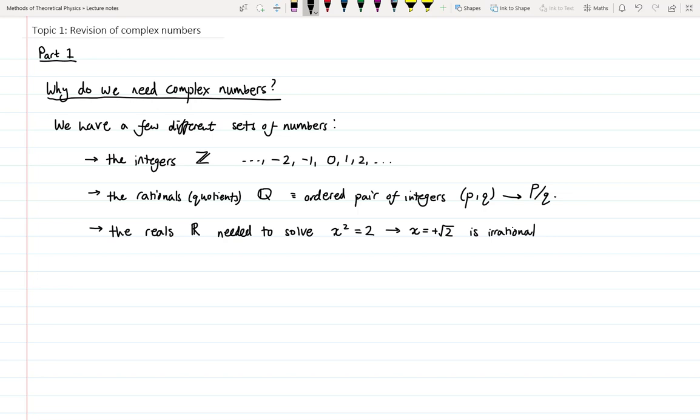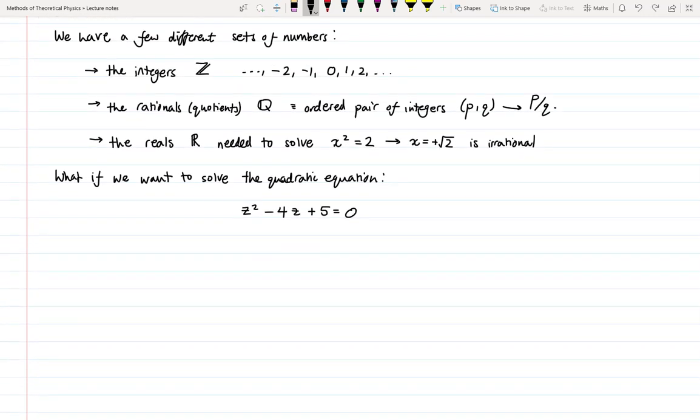Okay, so we've got these three sets of numbers. What else do we need? Well, let's consider solving a quadratic equation. And the equation we're going to look at is z squared minus 4z plus 5 equals 0, where z is the unknown in this equation.